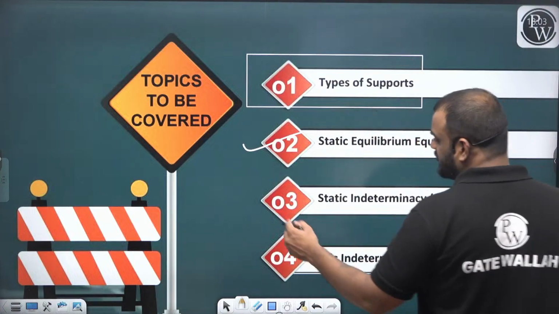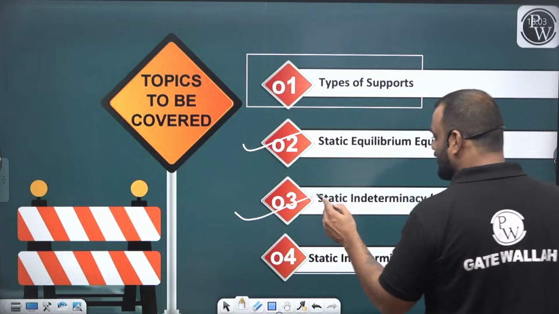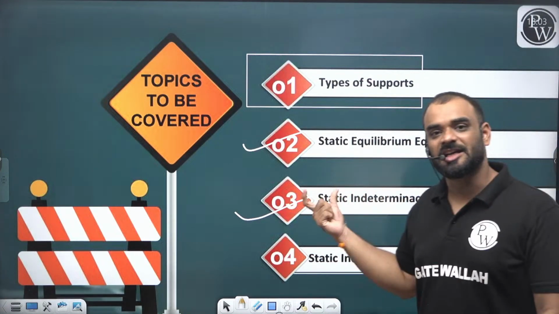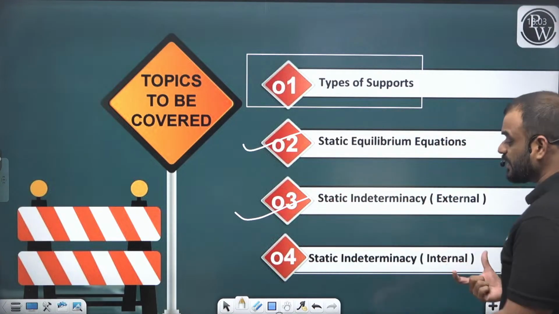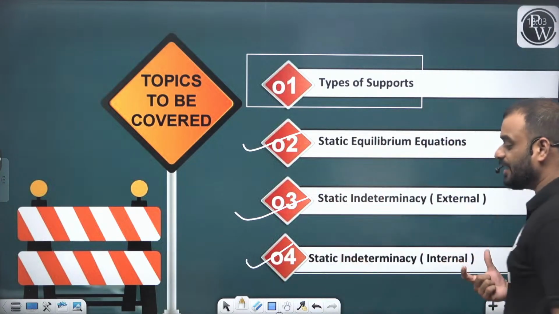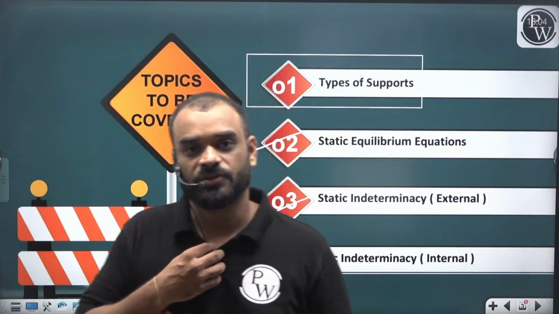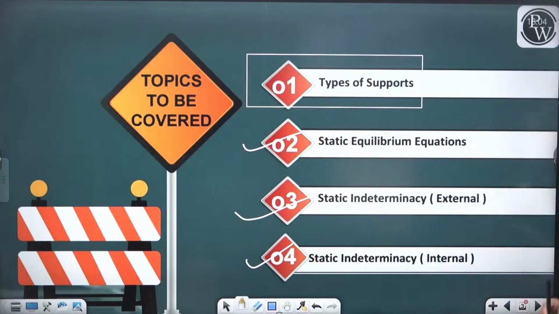The next thing is we will discuss what the static equilibrium equation is and what static indeterminacy external is. That means what is external static indeterminacy for a particular structure. Similarly, we need to understand what internal static indeterminacy is, and how to find the internal static indeterminacy of a structure also. These are the points we need to discuss in detail in this class.